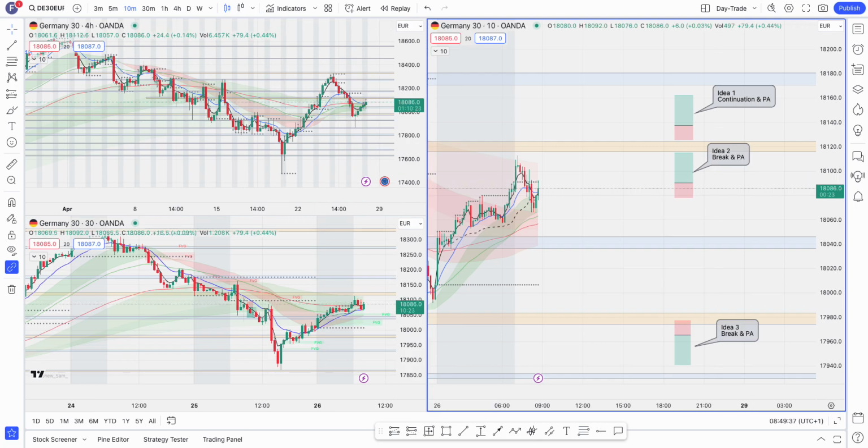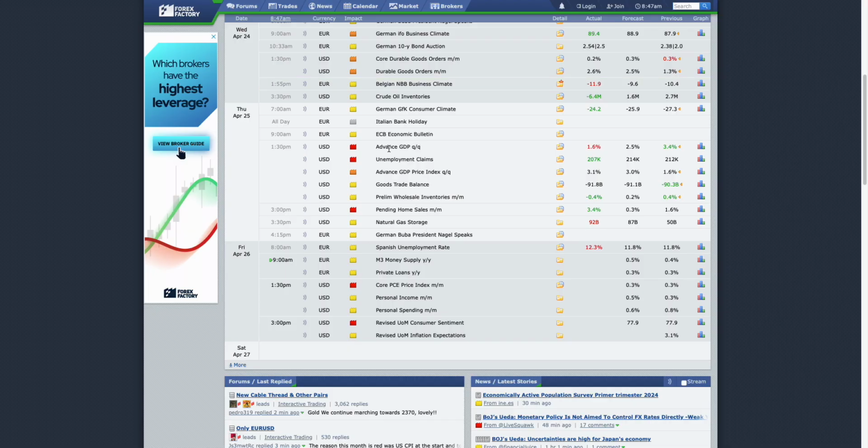So what we can have a look at quickly. Yesterday we had the advanced GDP quarter to quarter. We came in much lower than the expected, forecasted. So we had some selling pressure. Unemployment claims came lower than expected, which is good, but that also may have compensated for that recovery.